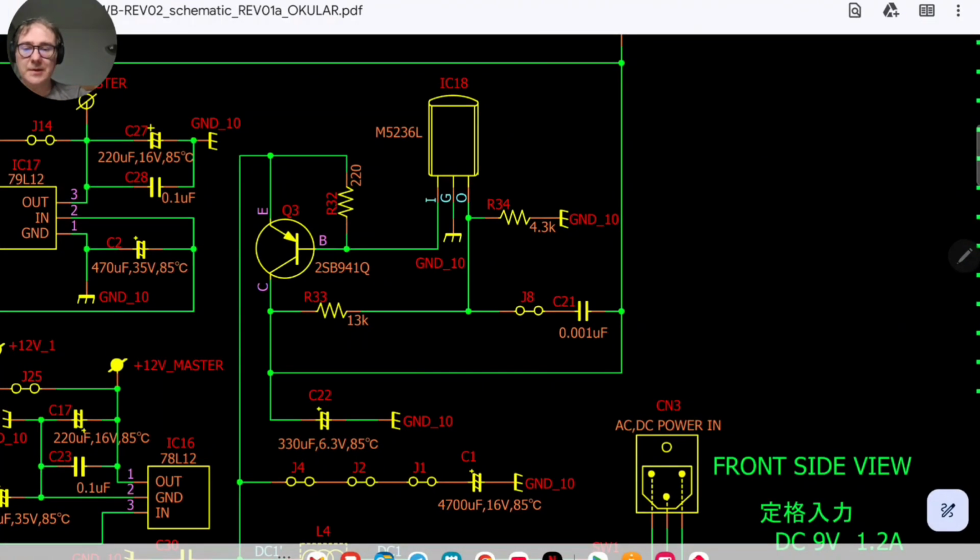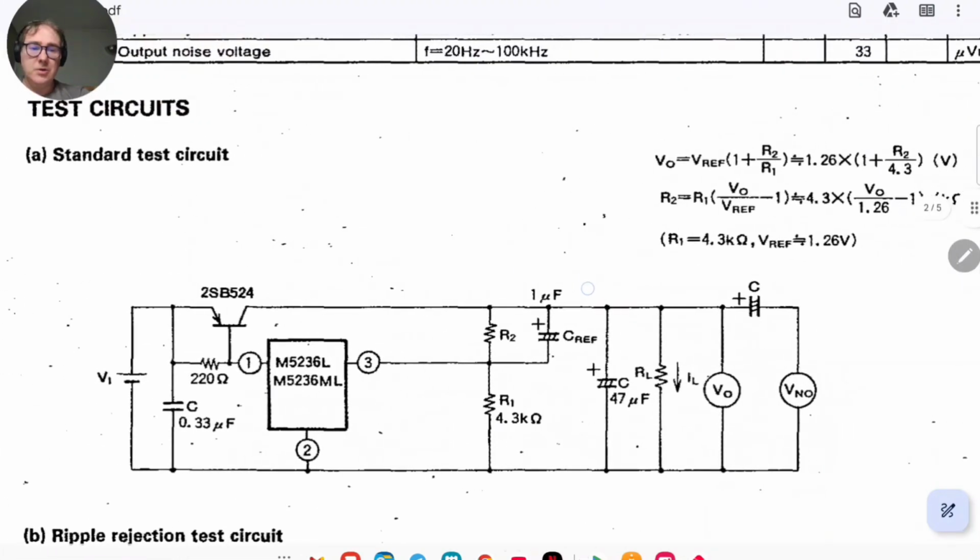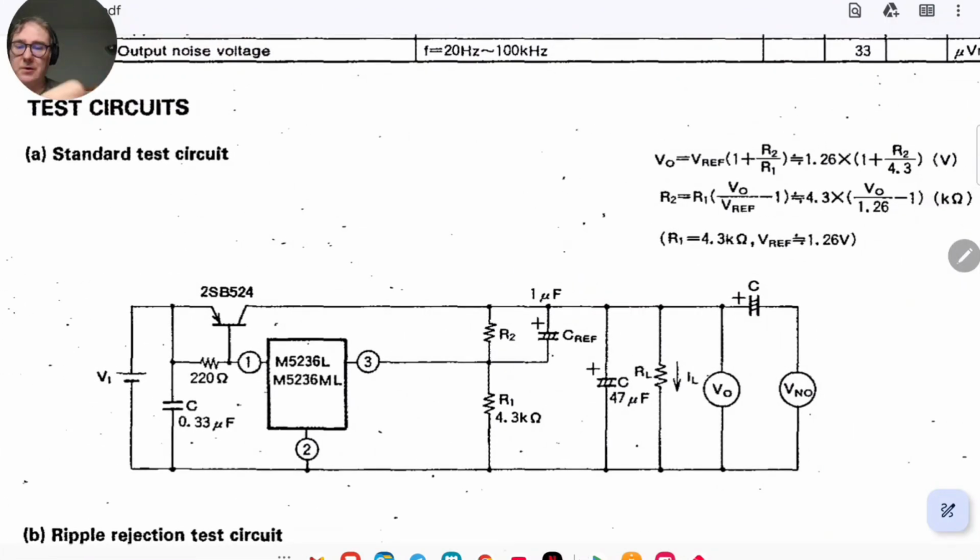Okay, let's go to the schematic. In the schematic you'll see these two resistors, the divider. So you have here the one of about 4.3K, and we want to configure this one, the R33, to have our desired 5 volts. So we were saying, let's apply this equation.